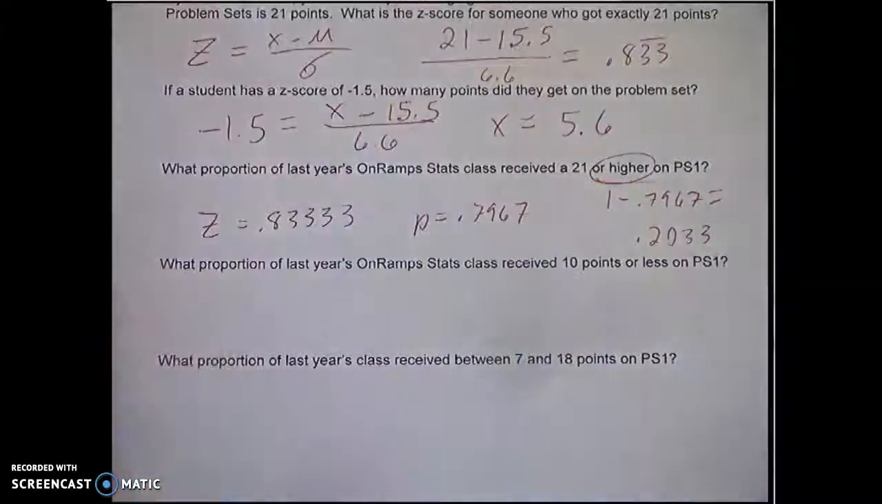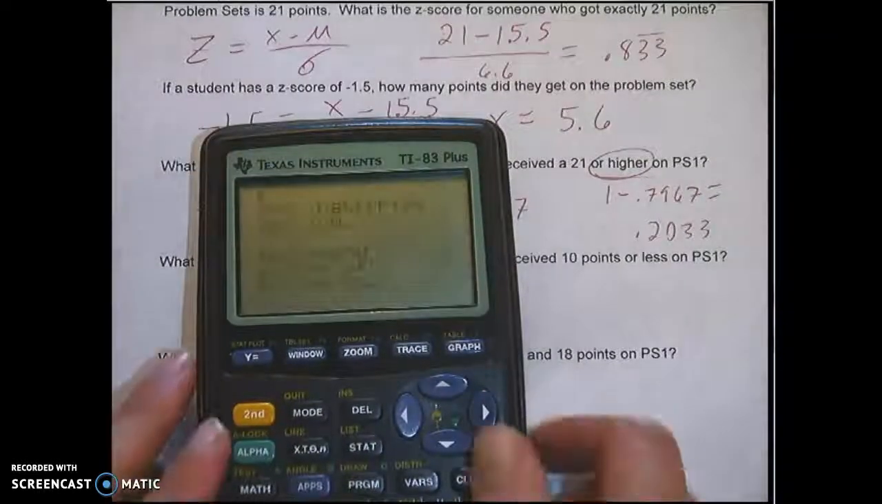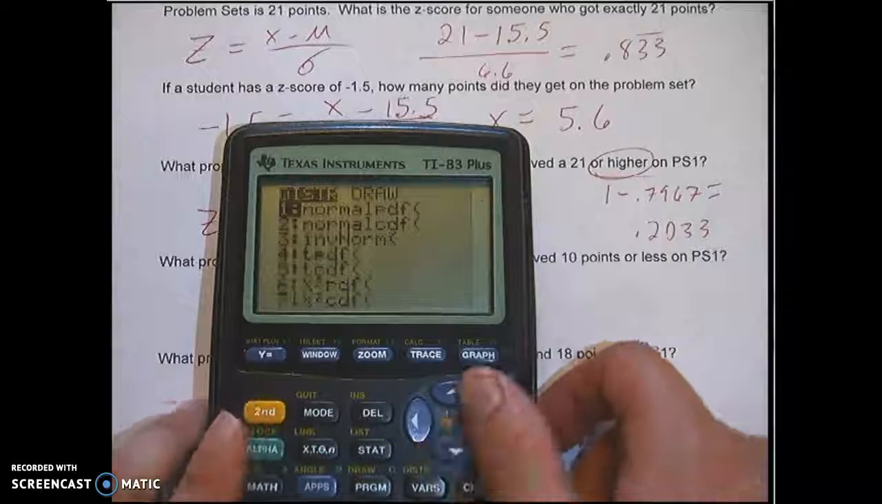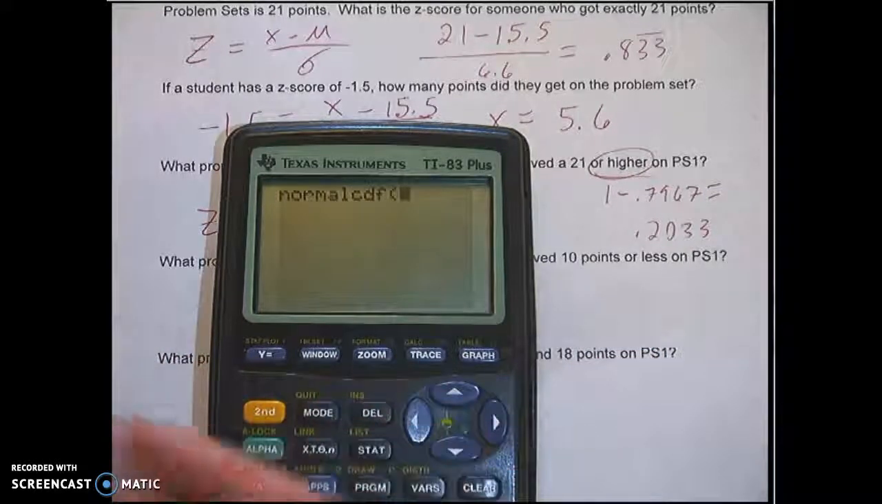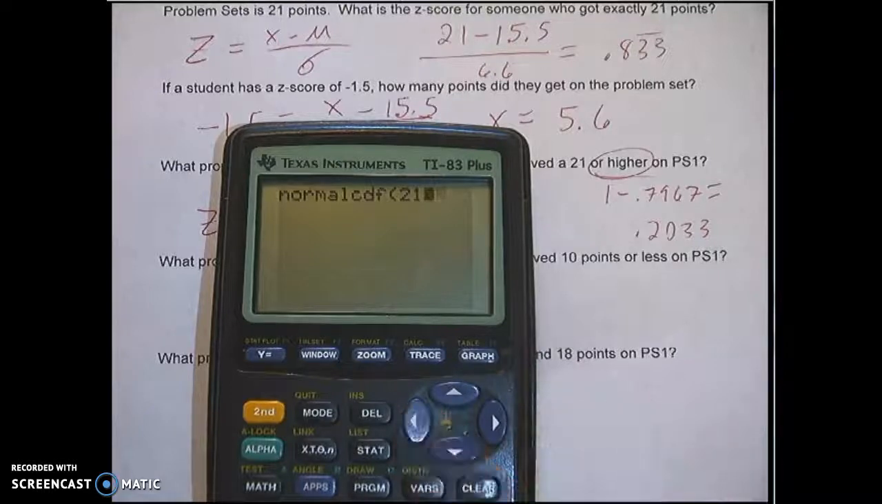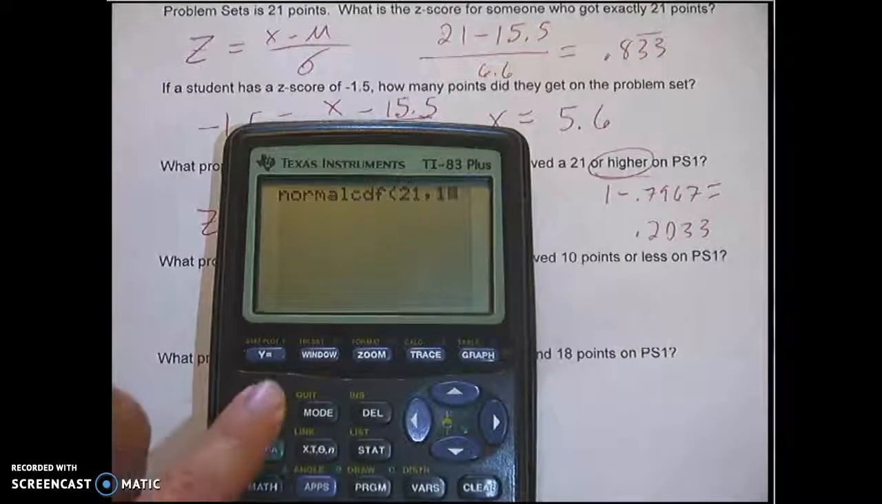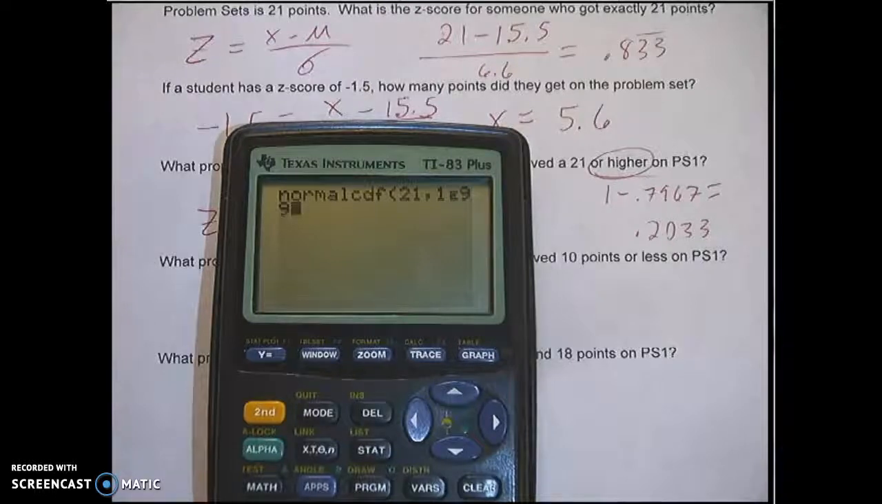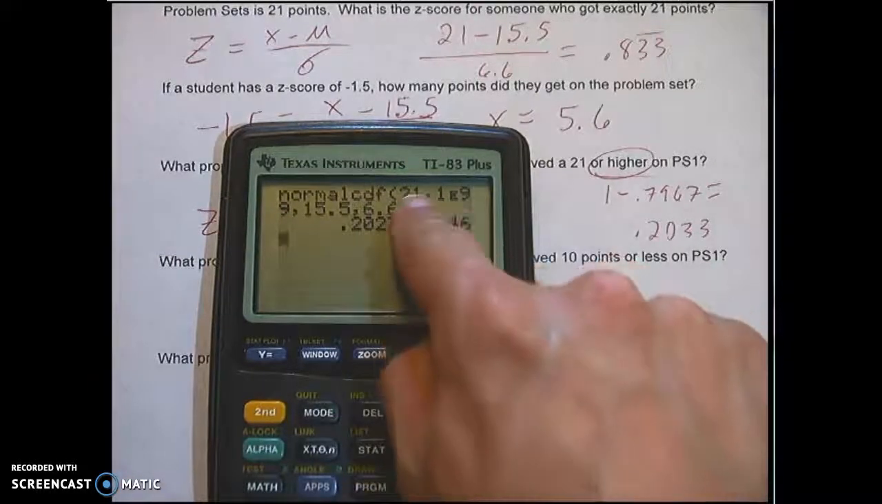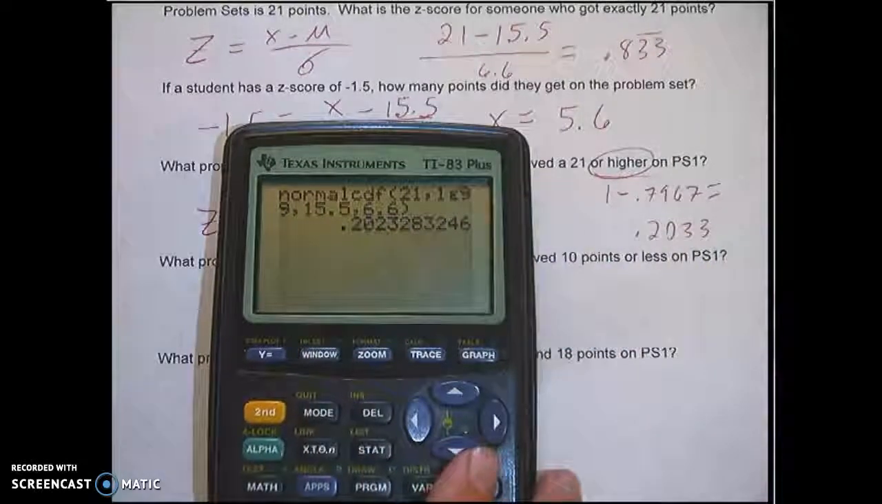Let me show you how it's a little bit different on the 83, though. When I do it on the 83, second distribution, normal CDF, it doesn't prompt me for any of these things. I have to remember lower, upper, mean, standard deviation. So the lower bound, again, is 21, and the upper bound is still 1E99. The mean is still 15.5, and standard deviation is still 6.6. Same exact answer. The nice thing about the 84 is it prompts you for these things. But if you have an 83, you just need to remember lower, upper, mean, standard deviation.